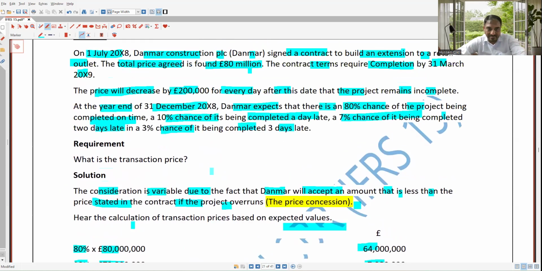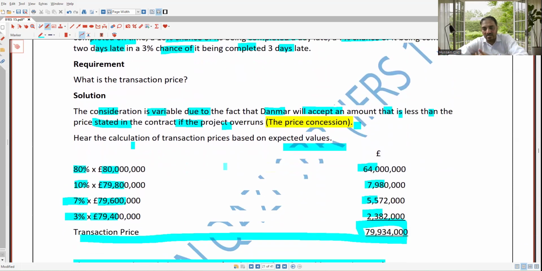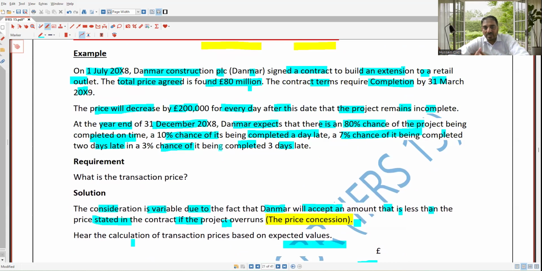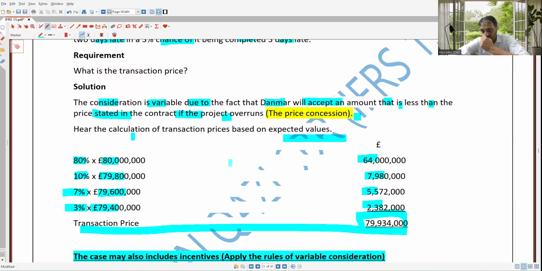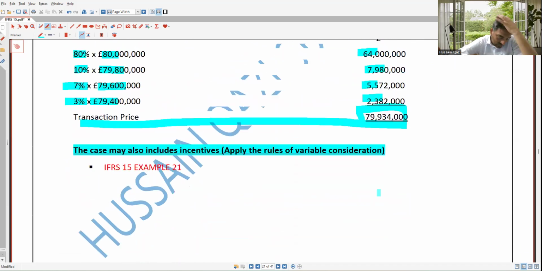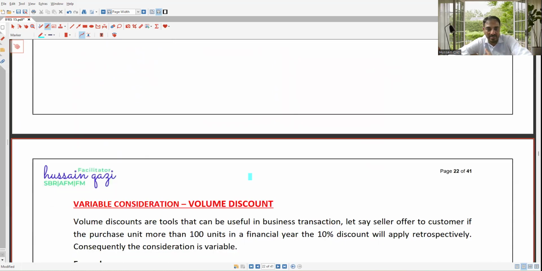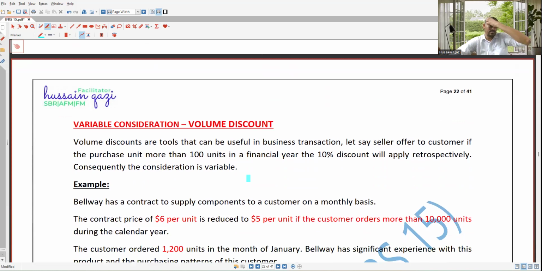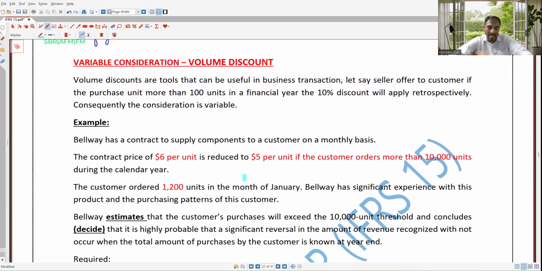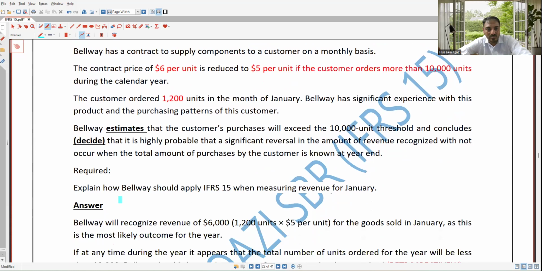The point is that yes, this variation must be part of the transaction price, number one. Number two, if this is part of it, so how to estimate? By the probability estimation. So two examples we have covered till now. Now one more example I wanted to discuss here. In fact, two more examples, two more things.